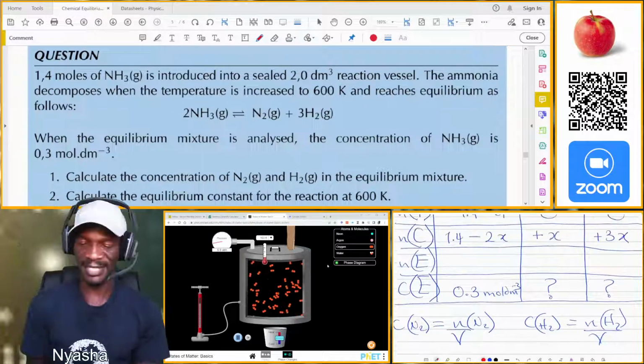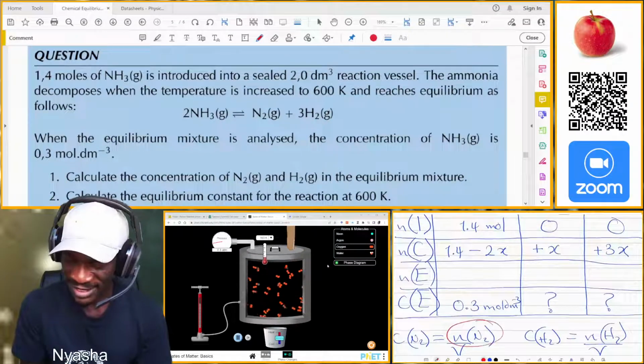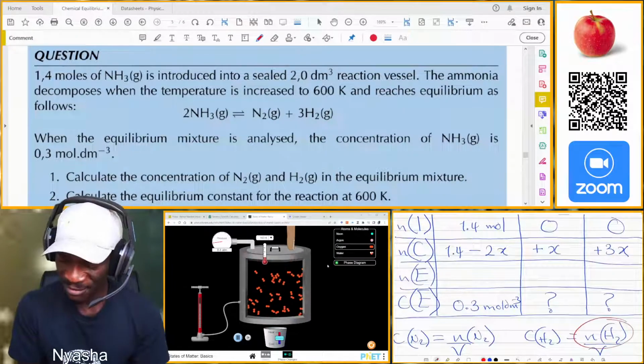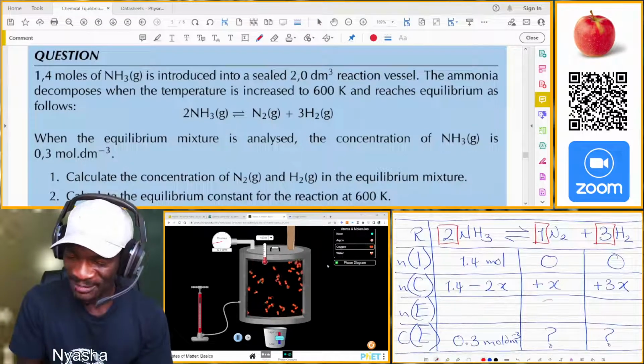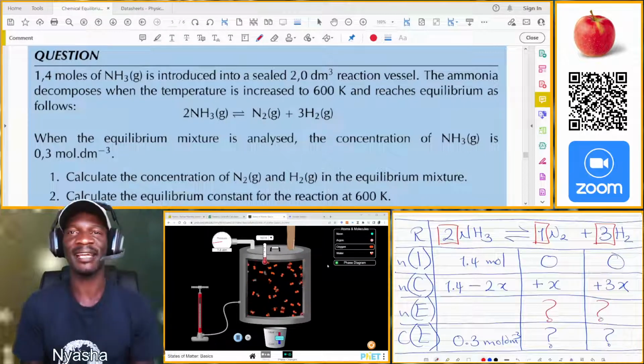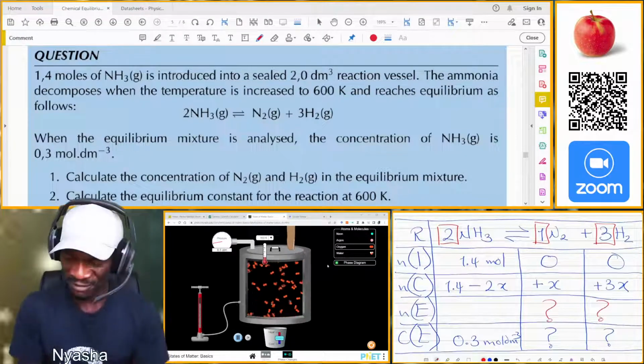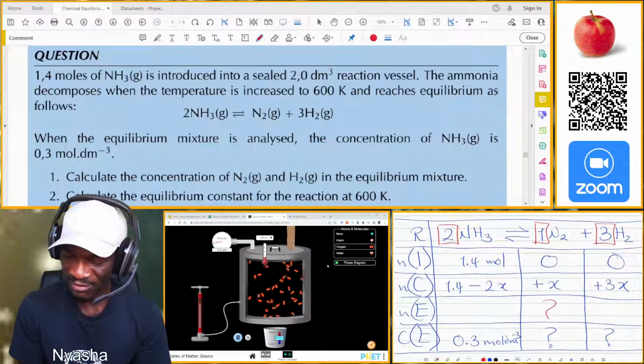How about the numerator now? The numerator, we need to find the number of moles. And how can we do that? We can now use this part of the Rice diagram. How can we find the number of moles?